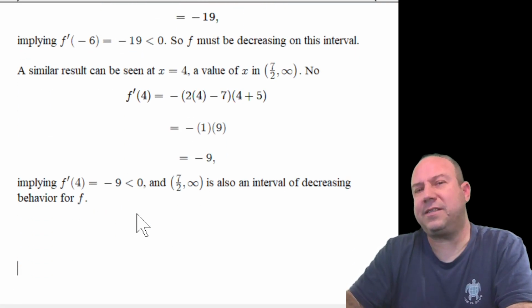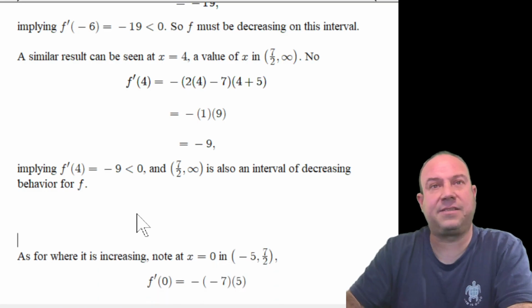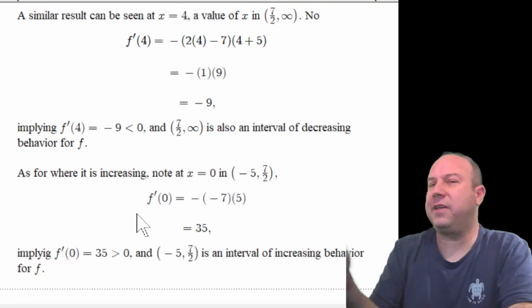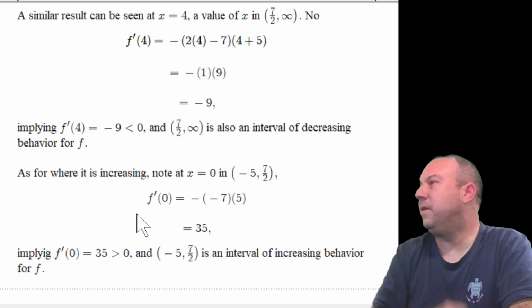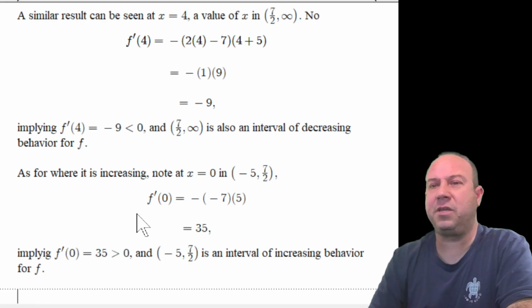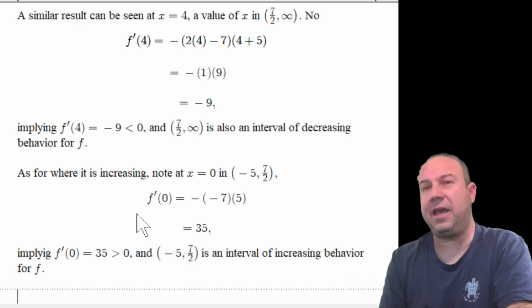And then if we test that 0, I test the 0 last. I don't go from left to right for some reason, but that's fine. We do notice that gives us positive 35. Since f prime at 0 is greater than 0, right? Positive 35, that must be an interval where we're increasing in behavior.